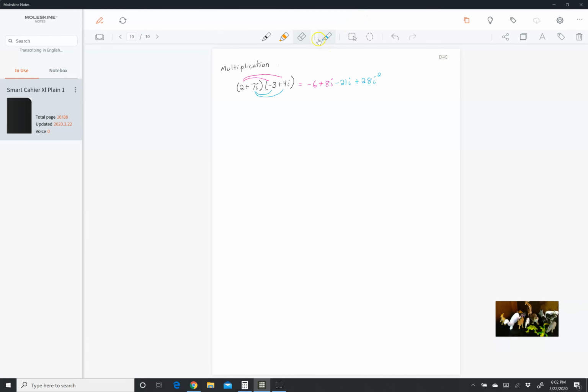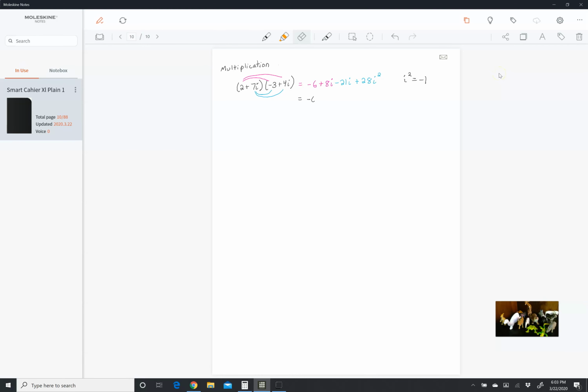Okay, and I'll put this in as a little side note. I squared equals negative 1. So this is another case where we don't want to leave this as an I squared. We want to turn this into a negative 1. So when we take 28 and we multiply by negative 1, this is going to become a negative 28.